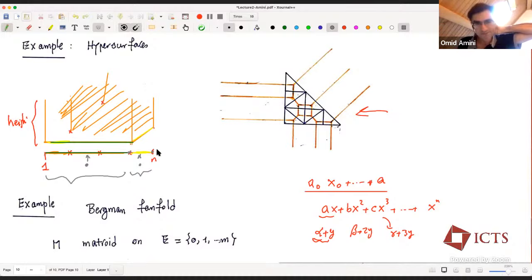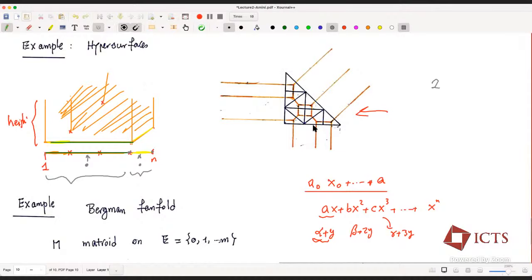In this picture, it is a little bit more complicated because this is the case where you have two variables. Okay, and then this is the Newton polytope. And this is the subdivision. The dual is this. And it has more structure.